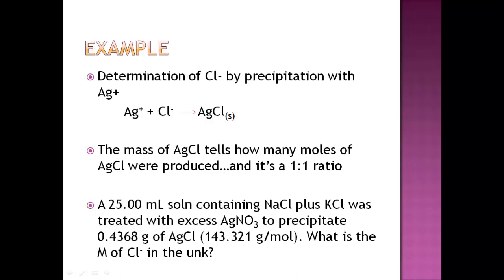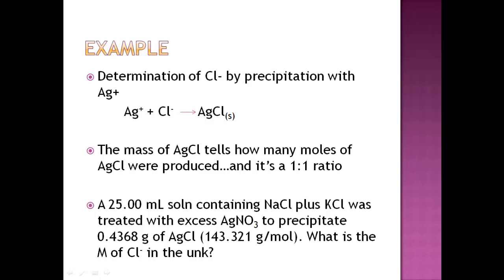So the mass of the AgCl tells you how many moles of AgCl were actually produced. And if you notice, it's a 1-to-1 ratio to everything there. So if 1 mole of AgCl was produced, it came basically from 1 mole of silver ion or 1 mole of chloride ion. So a simple example is written down here.